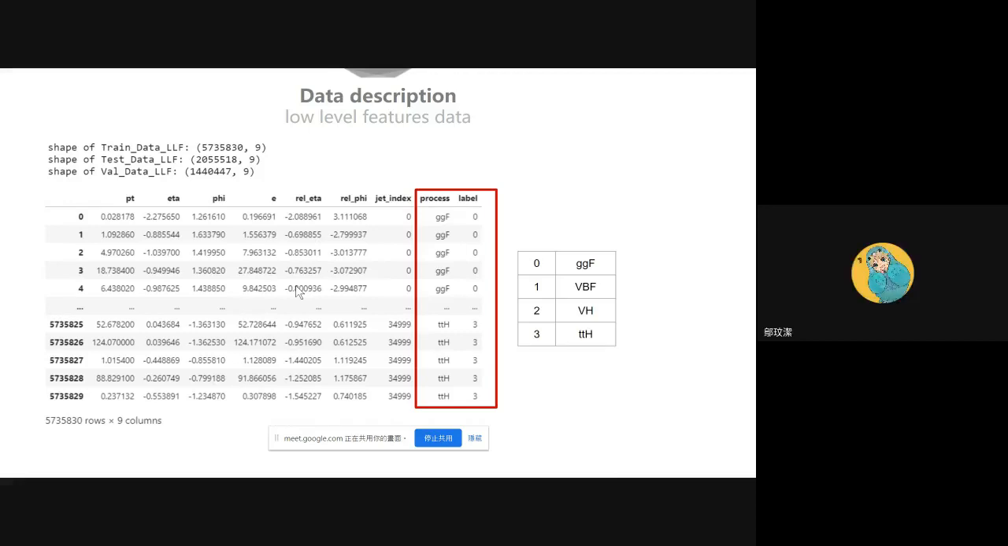Thanks. Okay. Here is our low-level feature data, which have 6 features. PT is high transverse momentum. The transverse momentum spectra are very important because they can provide essential information in this collision. Eta is pseudo-rapidity. It describes the direction of particle motion and the angle of the incident particle beam. And phi is azimuth angle, an angular measurement in a spherical coordinate system. And the data will be labeled by 0, 1, 2, 3.